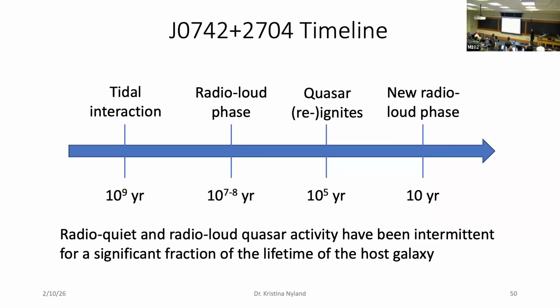So this gives us kind of a timeline for this source. I've listed out everything here. There was a tidal interaction a billion years ago. There was an initial radio loud phase 10^7 to 10^8 years ago. They united 100,000 years ago, and then 10 years ago, measured on the Earth, a new radio loud phase began. The key takeaway, a lot of details here, is that so-called radio quiet and radio loud quasar activity in this source has been intermittent for a significant fraction of the source's lifetime.